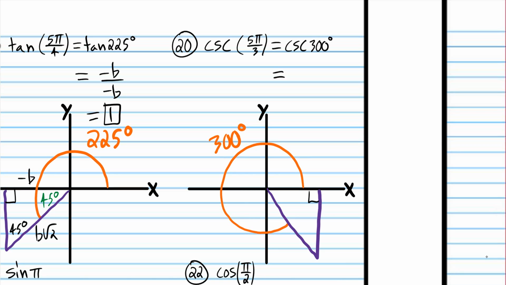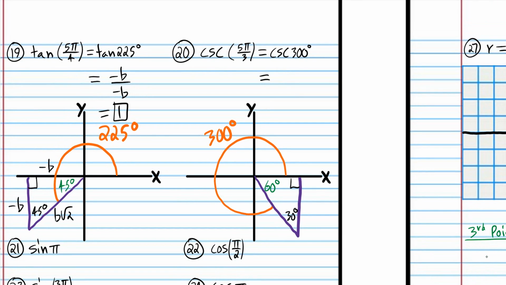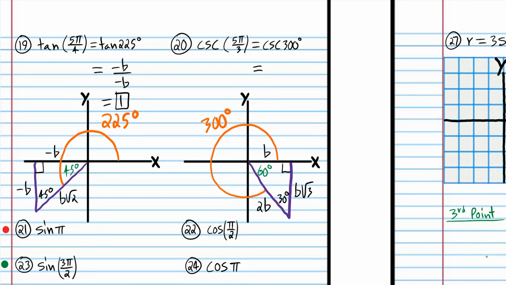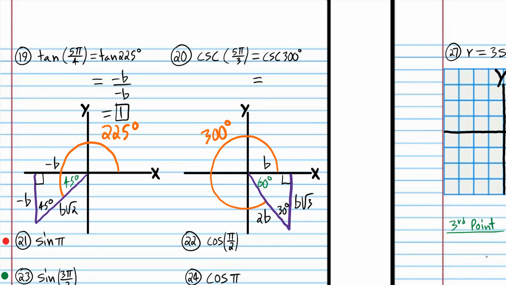And the reference angle is 60 degrees. By the triangle sum theorem, this angle is 30 degrees. And if the side opposite 30 is B, then the side opposite 60 is B root 3, and the hypotenuse is 2B. That's what the 30, 60, 90 degree triangle theorem tells us. So cosecant 300 degrees is the hypotenuse divided by the side opposite the green reference angle. And I forgot something.